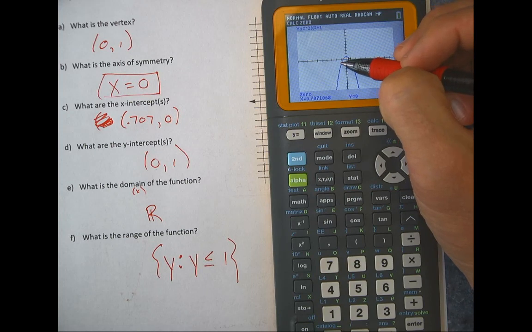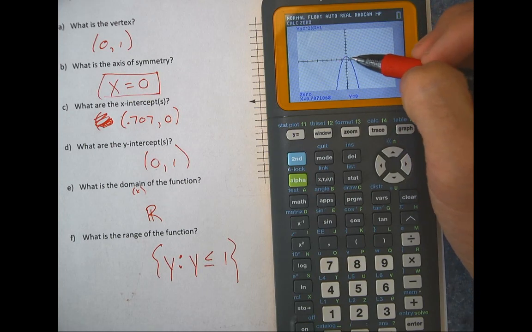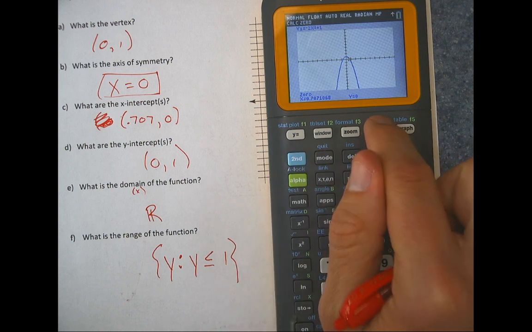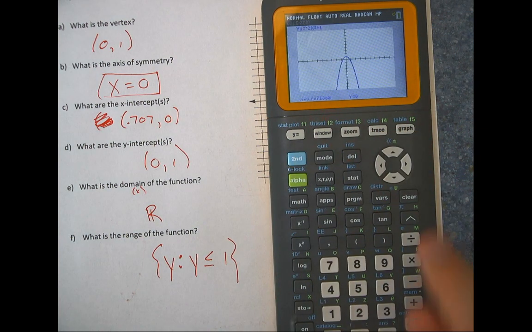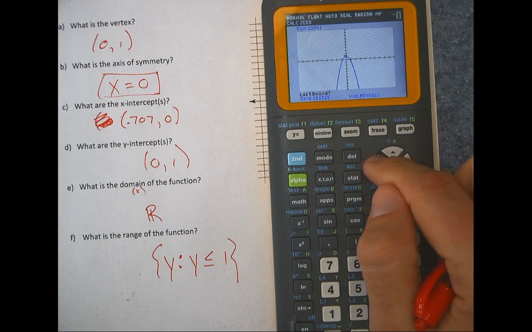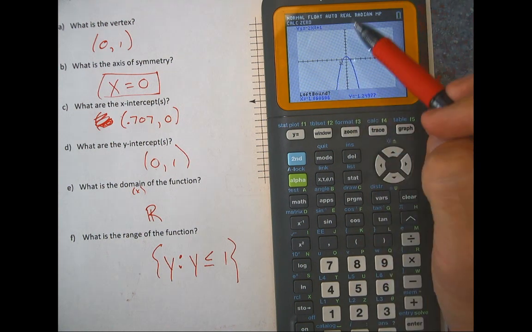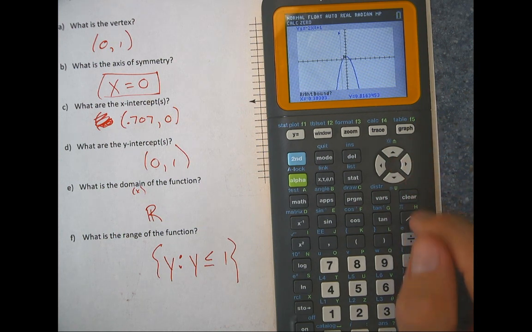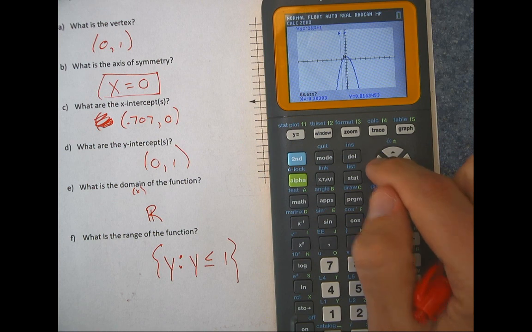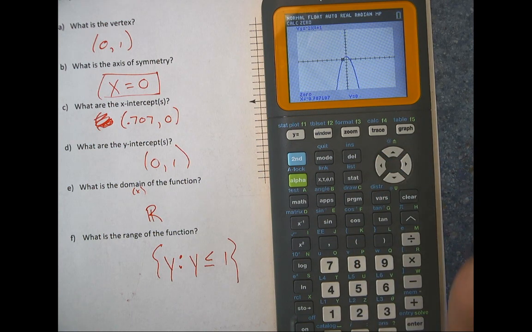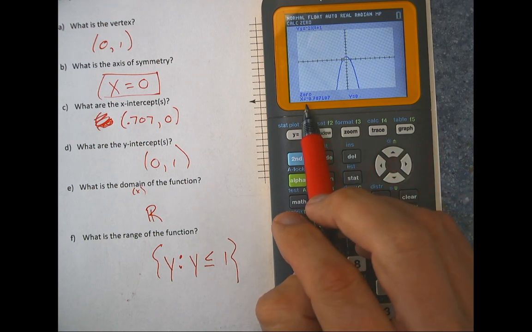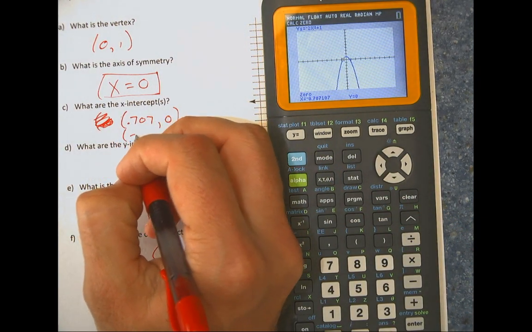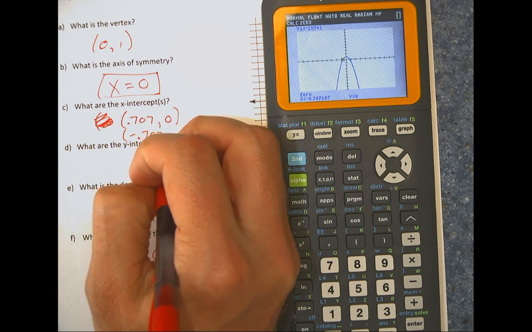And now this should be the exact opposite, right? It always has a mirror on the other side. But let's go through this one more time and try it. So we're going to hit second. We're going to go to calculate. We're going to get the 0. Now left bound, if I want to find this intercept over here, I have to go to the left of it. Hit enter. Now right bound, so go to the right of it. Hit enter. And then where it says guess, go close to it. Hit enter. And there you go. It's now the negative version of what we had. So the other intercept is negative 0.707.